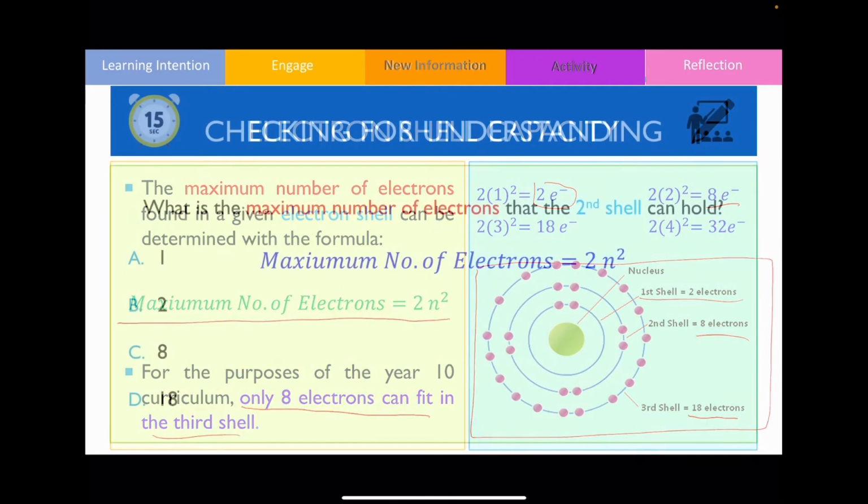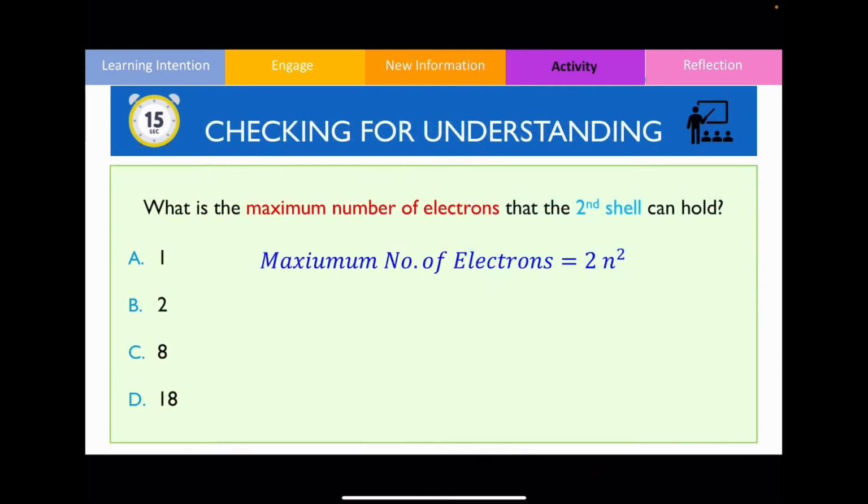Have a go with answering this question. This question wants you to find out what is the maximum number of electrons that can fit in this second shell. So if you were using this formula over here, substitute n is equal to 2. If you do that, you should therefore get an answer of 8 electrons.